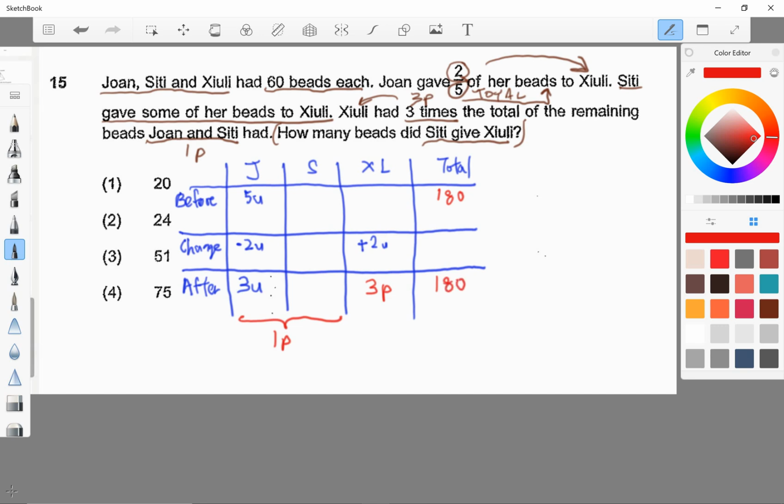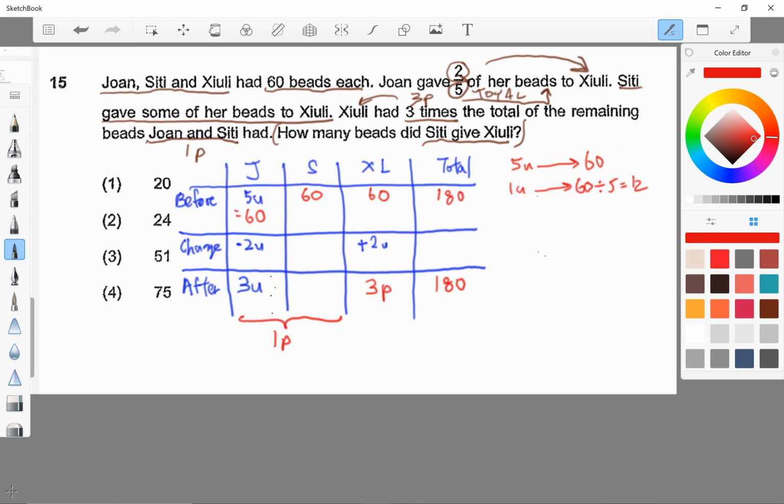Alright? So what goes on next? I have to make sense out of the question. So given that they all had 60 bits, I shall include that in my ratio table. Okay? So if Joan had 60 bits as well, 5 units has to represent 60. So 5 units, if 5 units is represented by 60 for Joan, naturally to find the 1 unit, I will just need to take 60 divided by 5. And this will get me to 12.